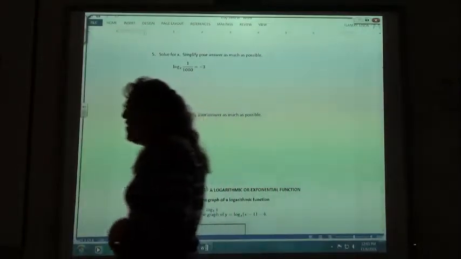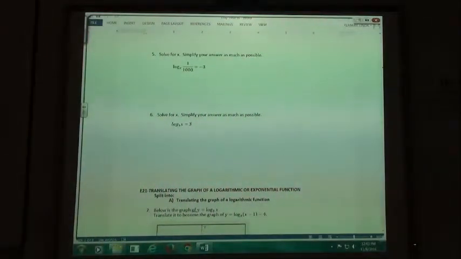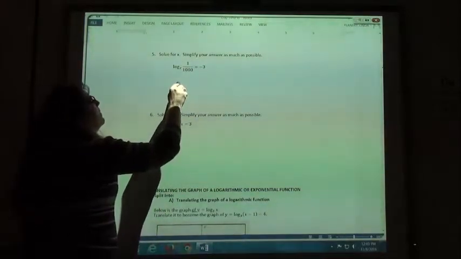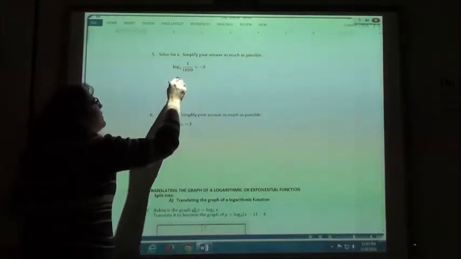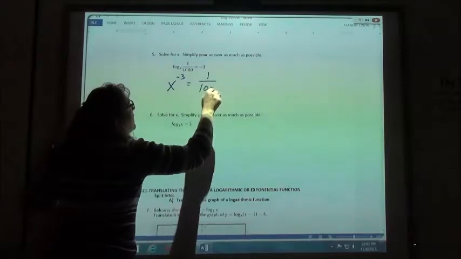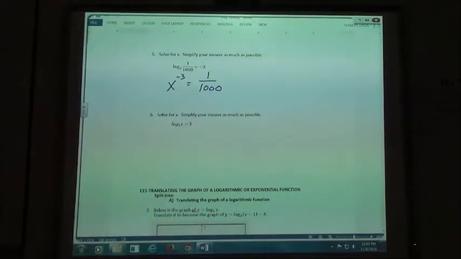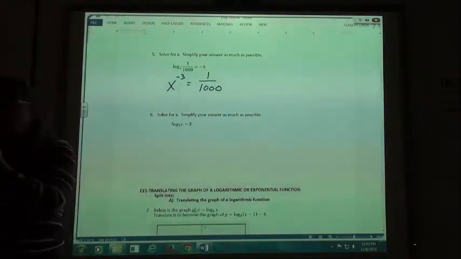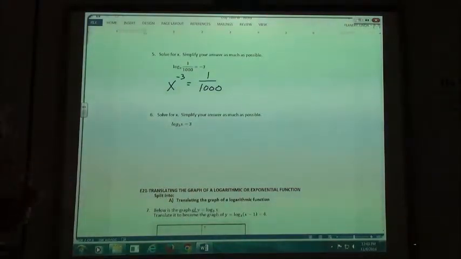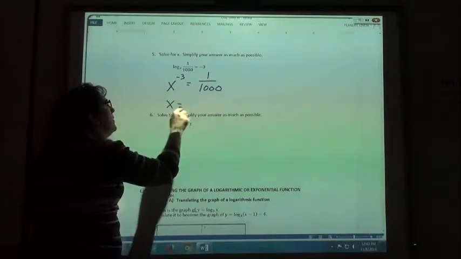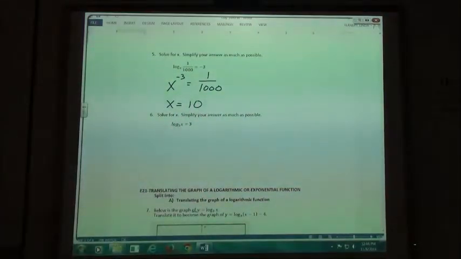So, number 5, if I rewrite that in exponential form, I would have x to the negative 3 equals 1 over 1,000. So now you have to figure out, well, what number to the negative 3rd power would give you 1 over 1,000? 10, right? 10 times 10 is 100. 100 times 10 is 1,000. So 10 to the 3rd is 1,000. Since I have to the negative 3rd, it would be 1 over 1,000.